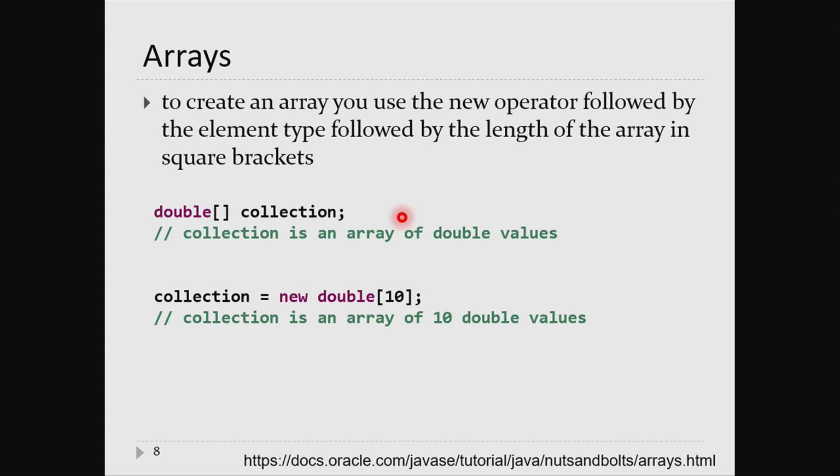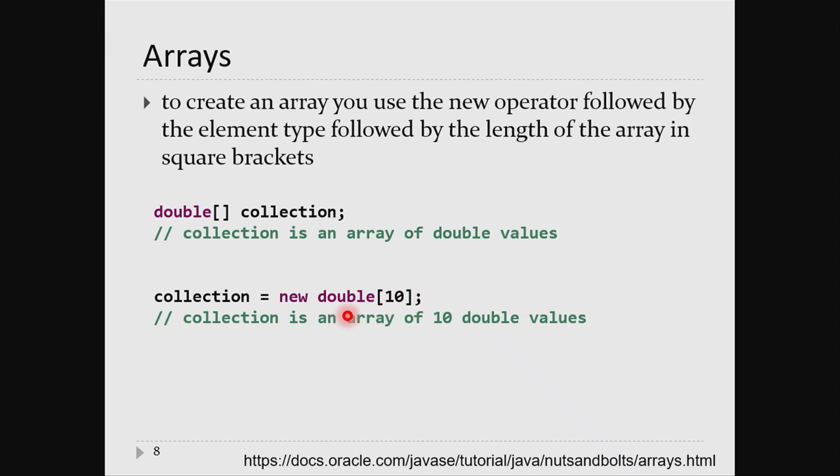Okay, so how do you do this? Same code as a few slides ago. double[] collection. So collection is an array of double values. Well, that's actually not true. Collection is a variable that can store an array of double values. There's no array yet. The array isn't created until the next line.